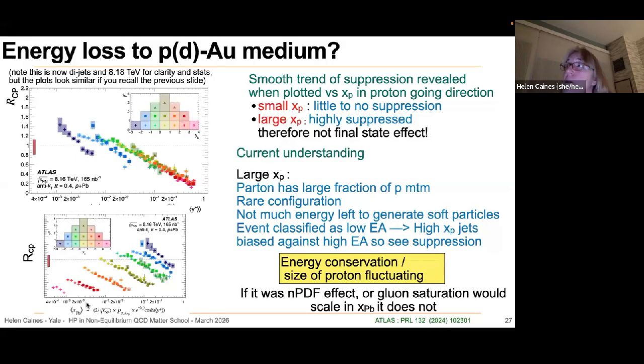And that would not be true if it was a nuclear PDF effect that was causing this suppression, or if we were getting to signs of gluon saturation that I'm about to get to. This would all scale with the lead x that you were probing. How deep inside the lead nucleus are you probing? And it's not. So these suppressions are understood as probing the parton x distribution.